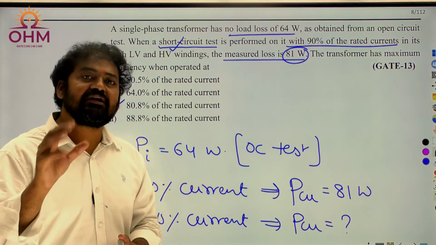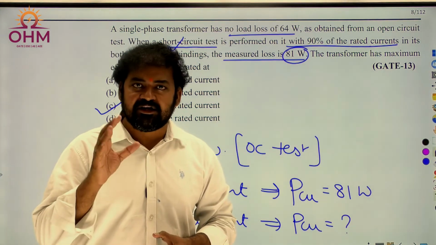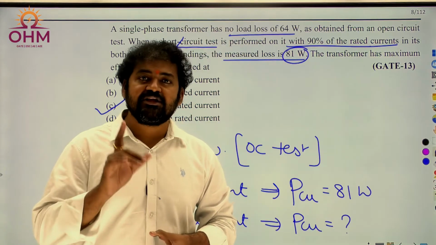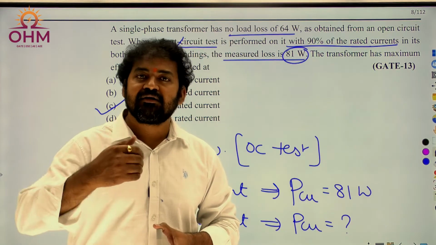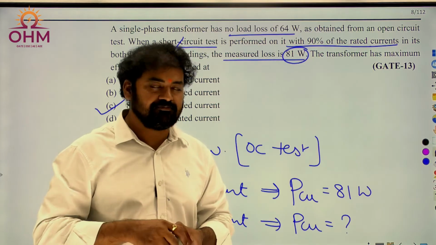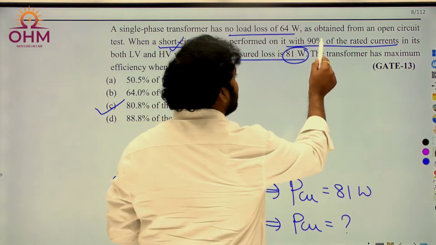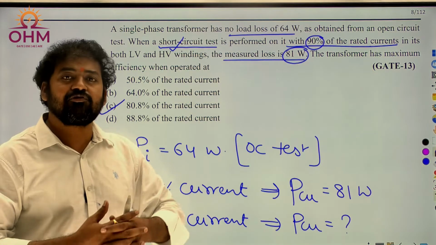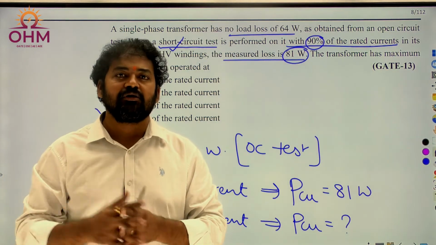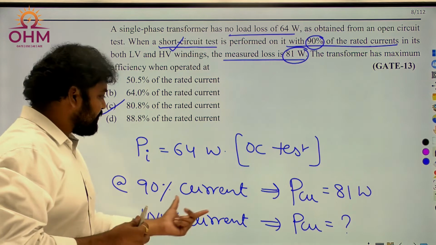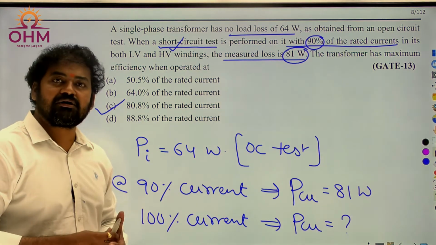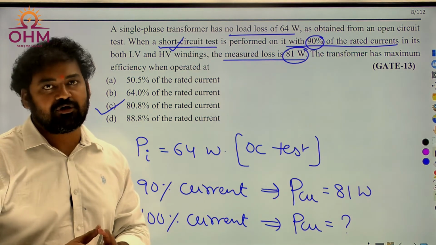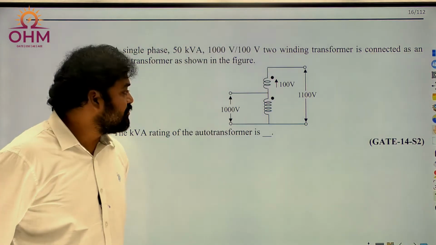Okay, be very clear. When short circuit test data is given, the first thing we need to do is compare the test current with the rated current. Here the test current is only 90%. Rated current means 100%. Therefore, to calculate rated copper loss, I need to use 100% current. Based on that, I got 100 watt, which is the full load copper loss. All right, fine. So let's move to the next question.